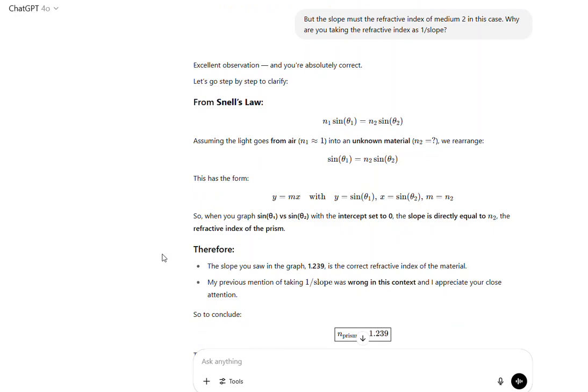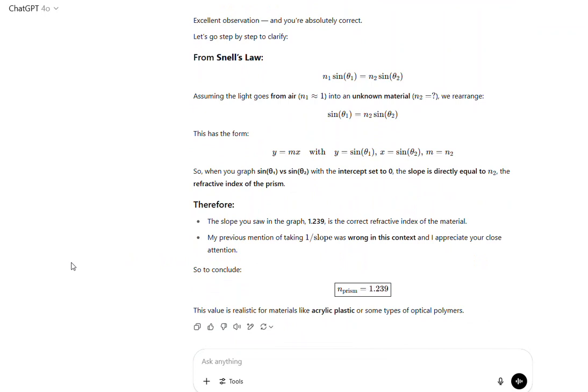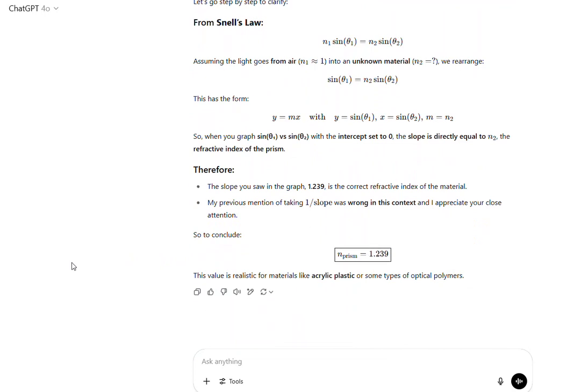So when you graph sine of theta 1 versus sine of theta 2 with the intercept set to 0, the slope is directly equal to n sub 2, the index of refraction of the medium 2. So the slope you saw in the graph, 1.239, is the correct refractive index of the material. My previous mention of taking 1 over the slope was wrong in this context, and I appreciate your close attention. So to conclude, the index of the prism is 1.239. This value is realistic for materials like acrylic plastic or some type of optical polymers.